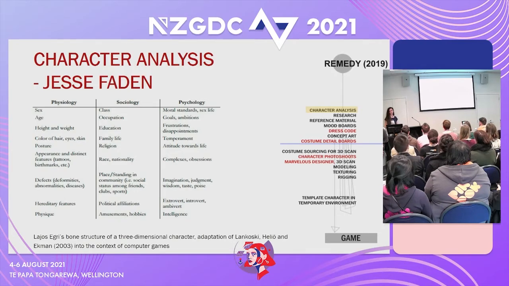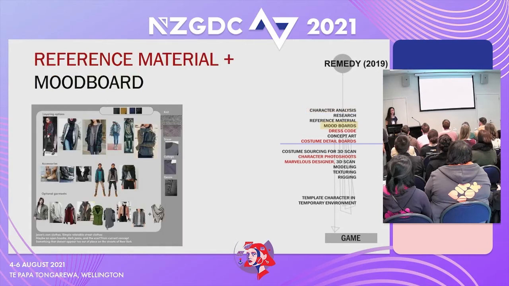And I found it really hard to analyze the personality of the character based on this little information. And I attempted to grasp all character information provided by the writers with this Lajos Egri structure of a 3-dimensional character. So after the character analysis, I conducted research on the themes and context of the game and gathered reference material, which I compiled into a mood board.